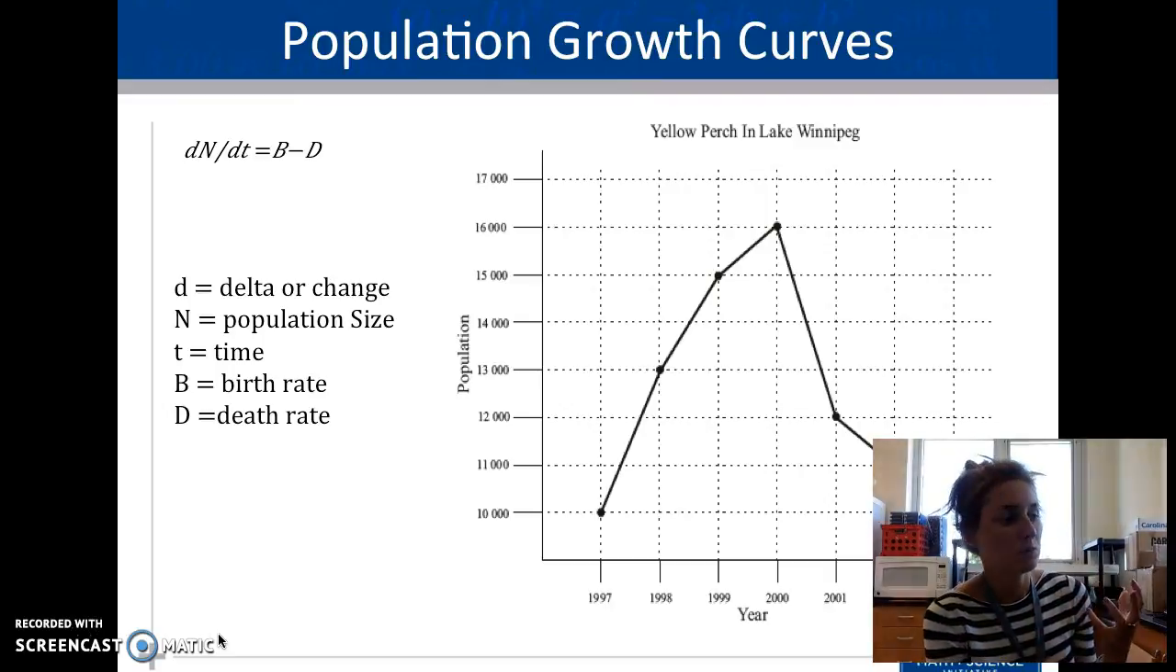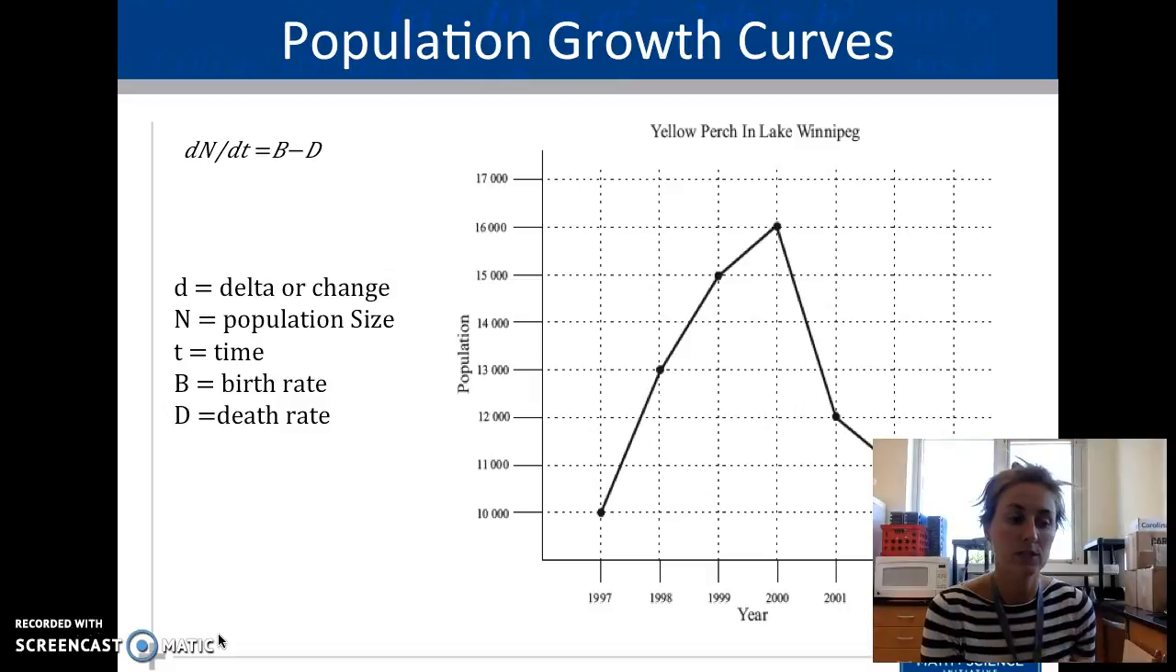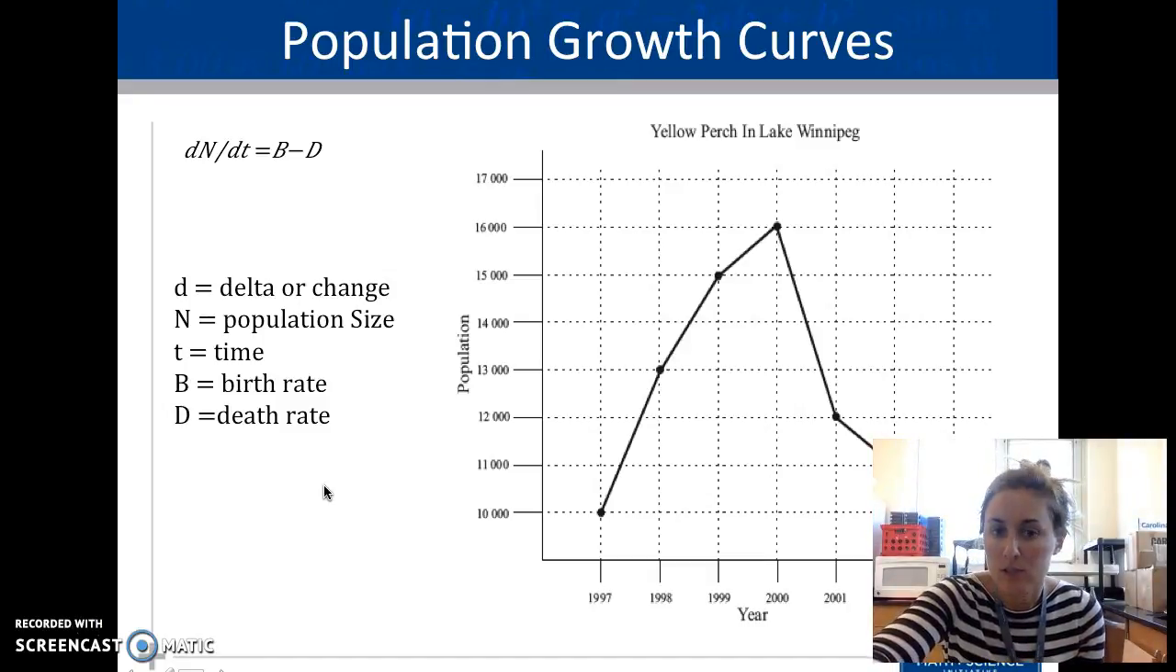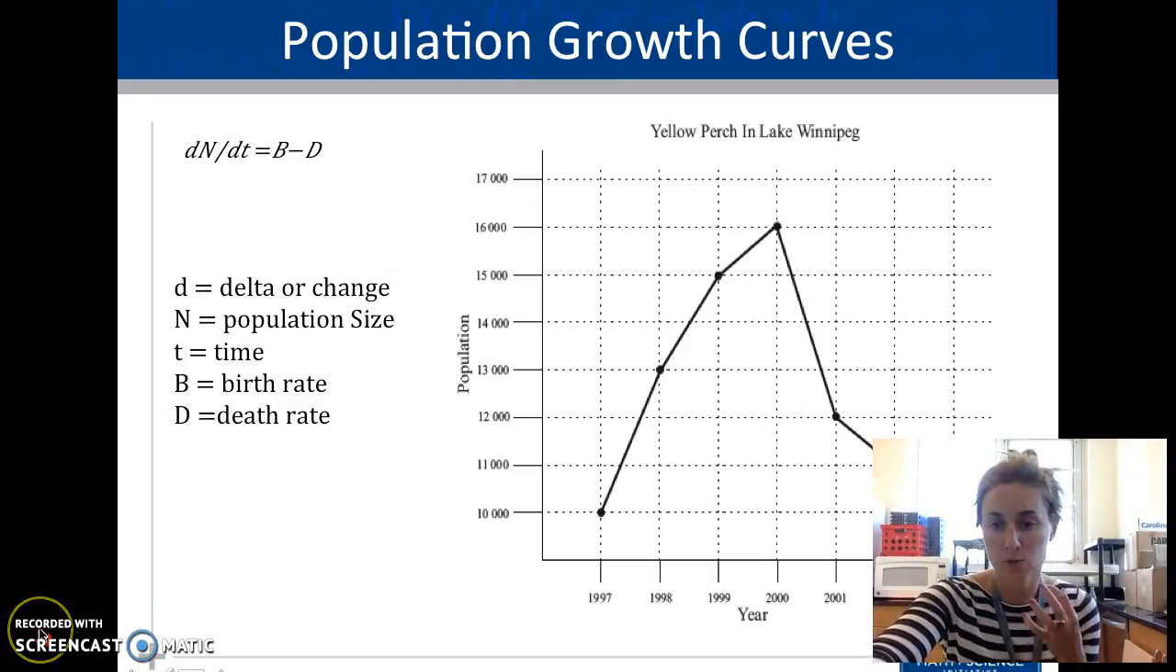So when we think about how the population deals with its offspring, we then start thinking about the population growth curve, which is over time, how does the population itself get bigger or get smaller? You can usually track it by year, and so this would be a yellow perch in Lake Winnipeg. We see that there's some factors influencing it. I'm going to pause it here and switch over to the next video so that I do not get cut off.